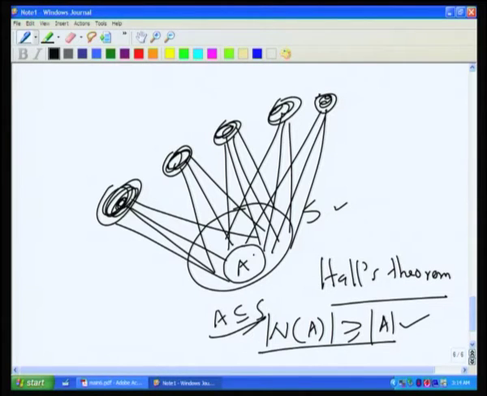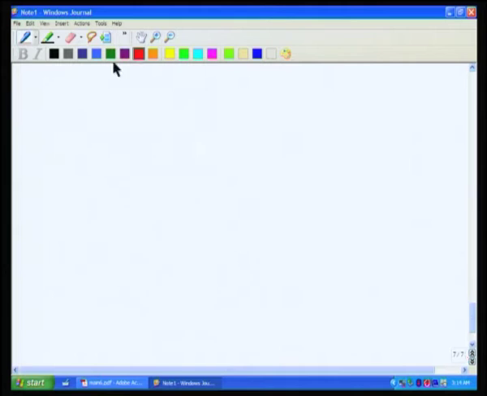This was what Hall's theorem said. So, now consider a subset A here. Suppose the Hall's condition is not valid here. What does it mean? If I consider the neighborhood of it, this is some set A.